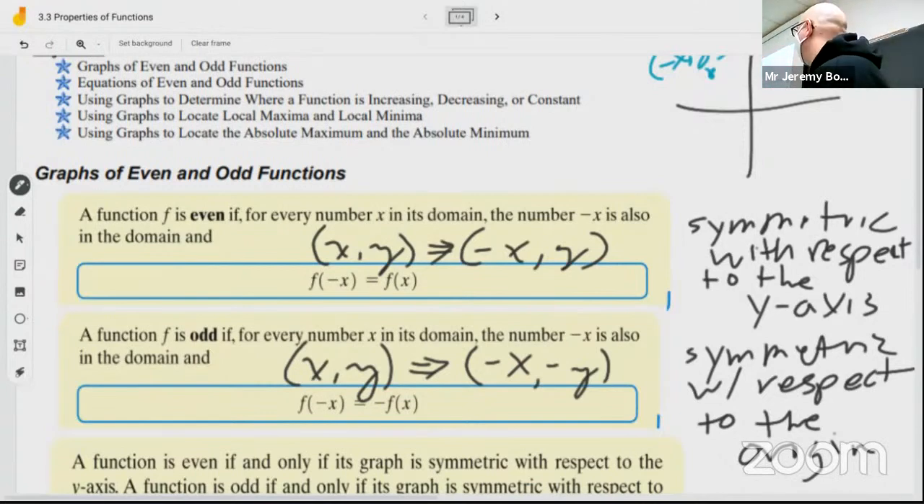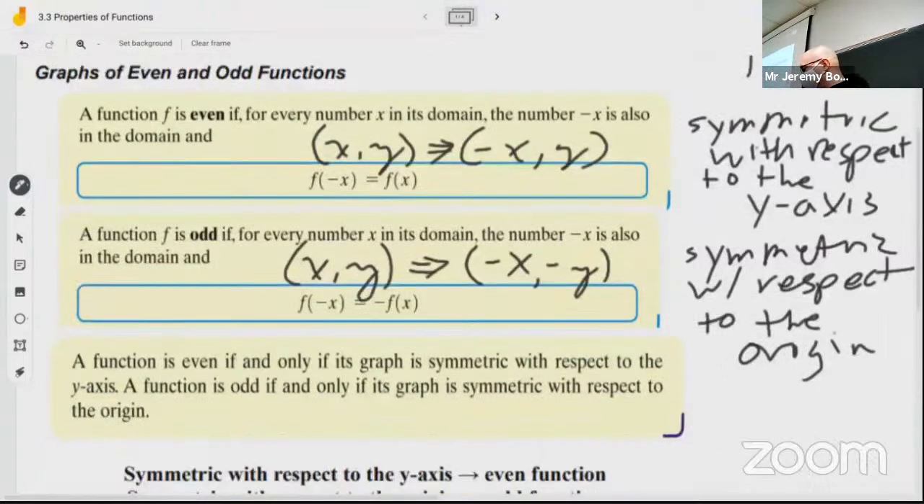Which one's missing? We did the y-axis and the origin, but not the x-axis, right? But if something was symmetric to the x-axis, it wouldn't be a function. It would fail the vertical line test. So that's why that is not one that we're talking about. And that note's repeated here. A function is even if and only if its graph is symmetric with respect to the y-axis. A function is odd if and only if its graph is symmetric with respect to the origin. If and only if means that that relationship goes both ways. So if it's even, that means it's symmetric with respect to the y-axis. If it's symmetric with respect to the y-axis, that means it's even.